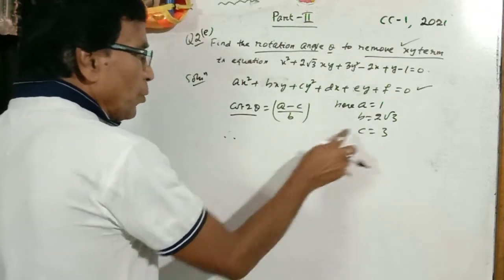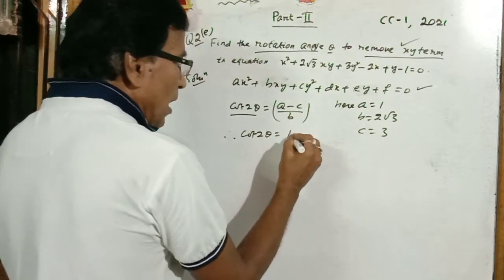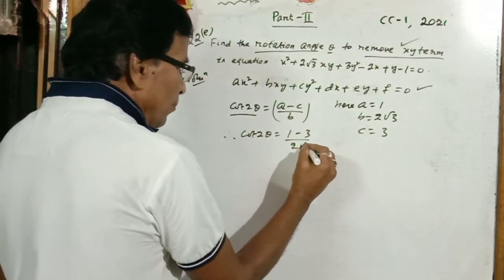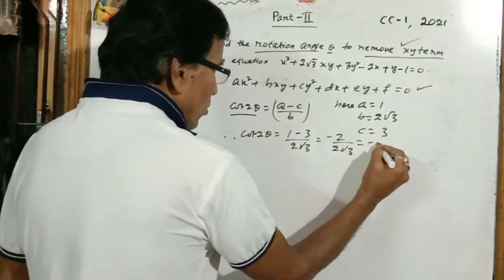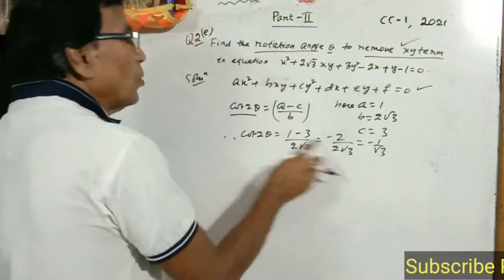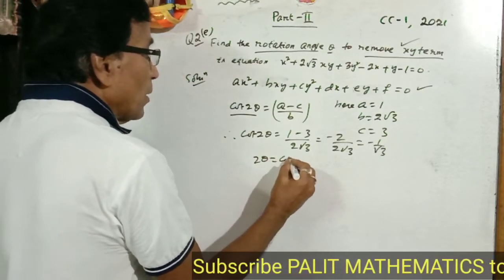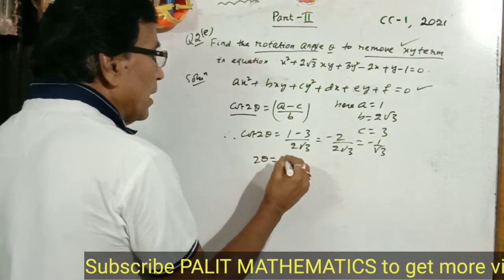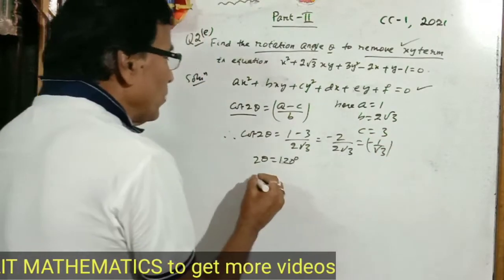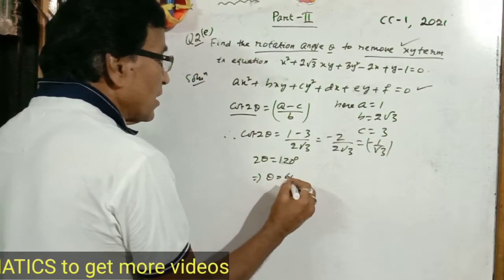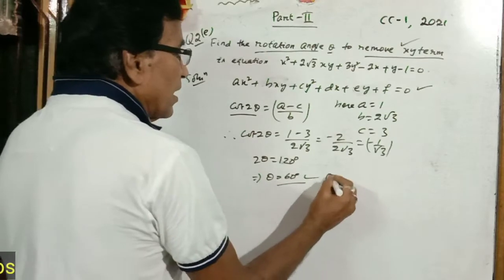On putting those values of a, b, c, we get cot 2 theta is equal to 1 minus 3 divided by 2 root 3. That is equal to minus 2 divided by 2 root 3, which is minus 1 by root 3. So cot 2 theta is equal to minus 1 by root 3, which means 2 theta is equal to 120 degrees, because we know that cot of 120 degrees is minus 1 by root 3. So we get theta is equal to 60 degrees. The required rotation angle theta is 60 degrees. That is your answer.